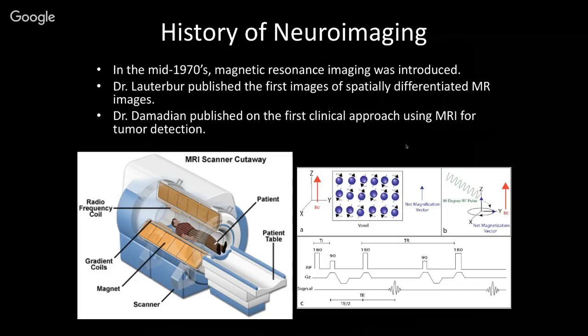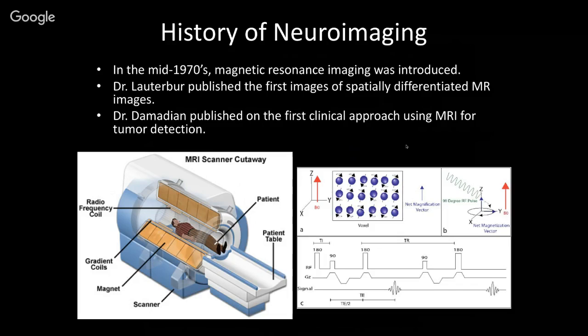Now, in the 1970s, another major innovation that was extremely important, and continues to be extremely important for neuroimaging, was the introduction of MRI. Dr. Latimer published the first spatially differentiated MR images at that time, and Dr. Damadian published the first clinical approach using MRI for tumor detection. MRI essentially relies largely upon understanding the behavior of water in tissues by aligning water molecules and then disturbing those aligned water molecules with a series of different RF pulses.